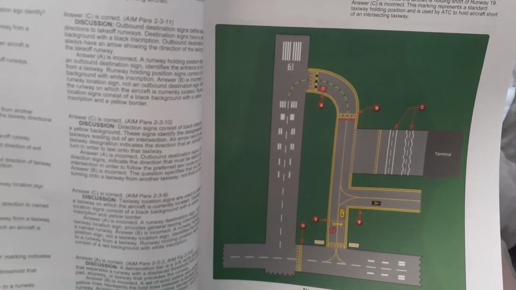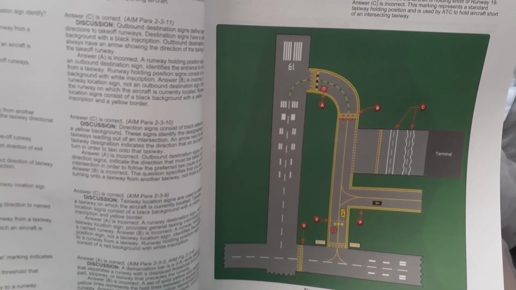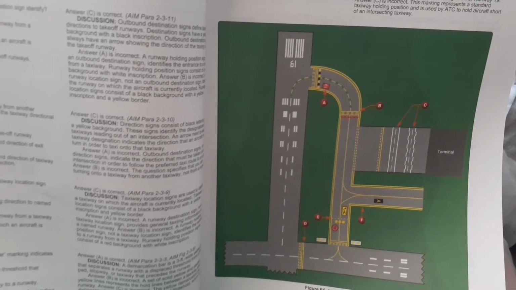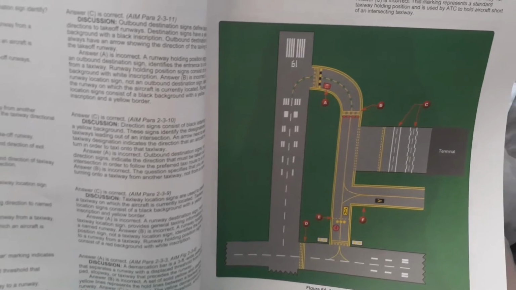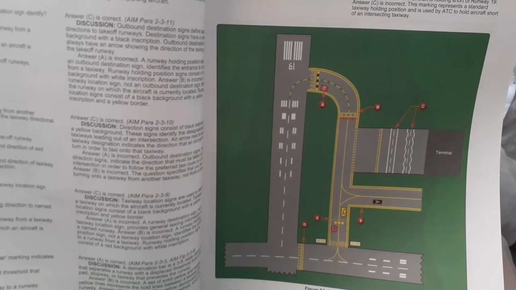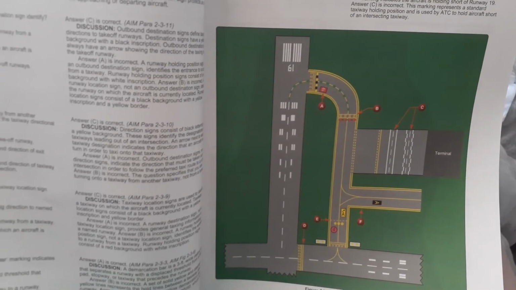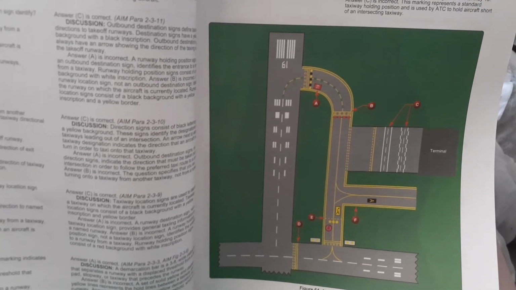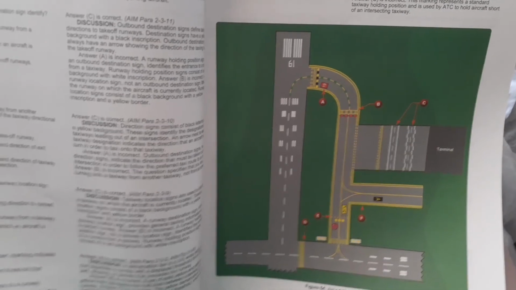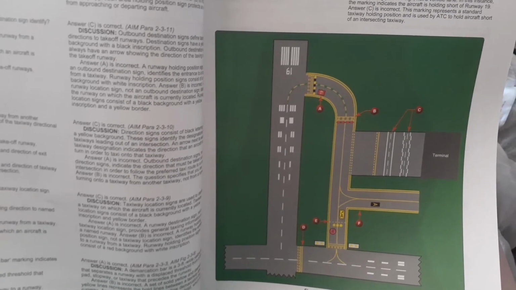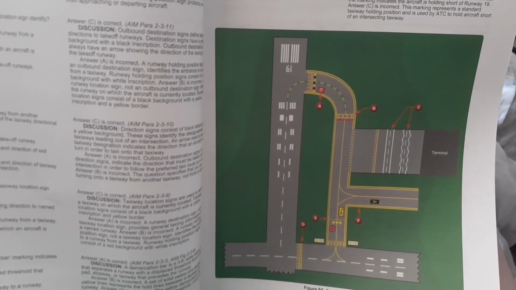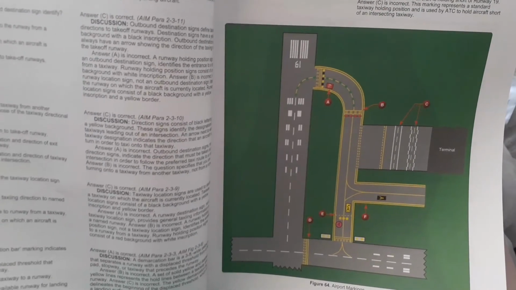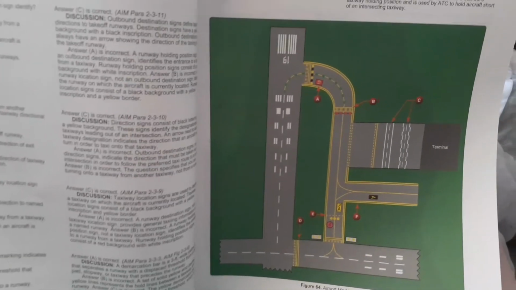Question 18. The yellow demarcation bar marking indicates A, runway with displaced threshold that precedes the runway. B, a hold line from a taxiway to a runway. Or C, the beginning of available runway for landing on an approach side. Question again, the yellow demarcation bar marking indicates, correct answer is A, runway with a displaced threshold that precedes the runway.